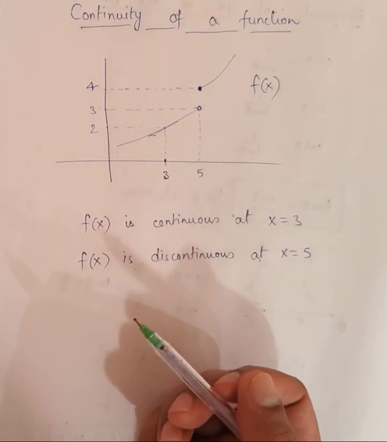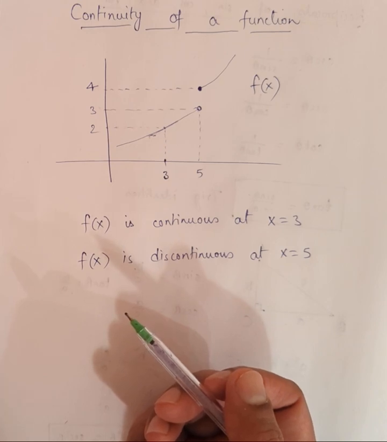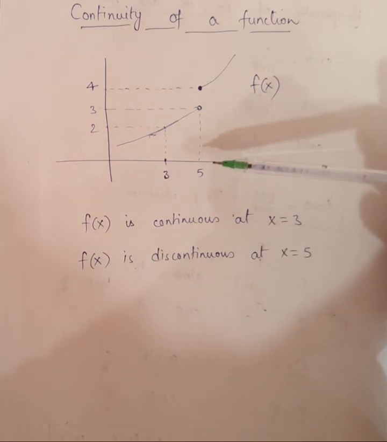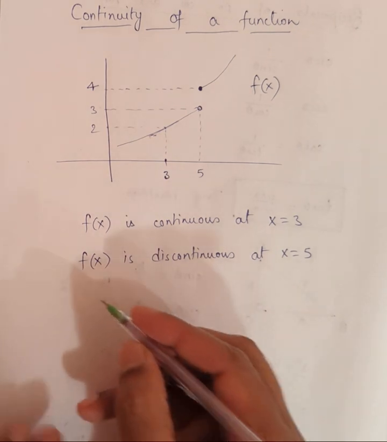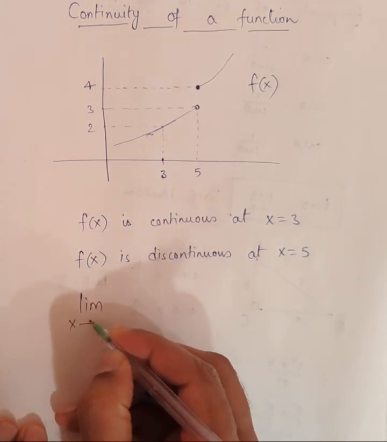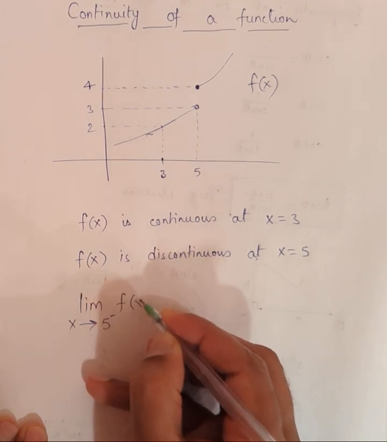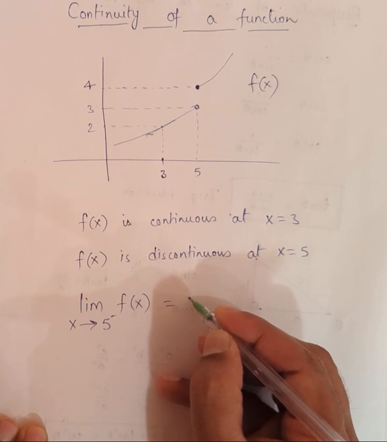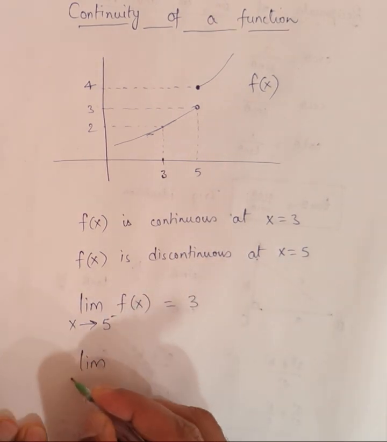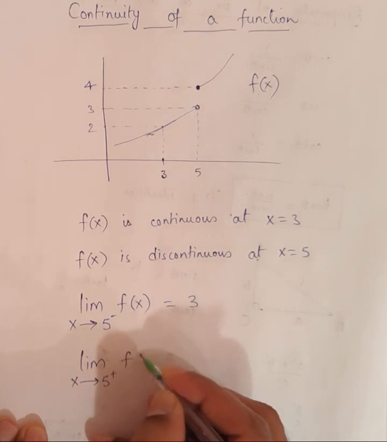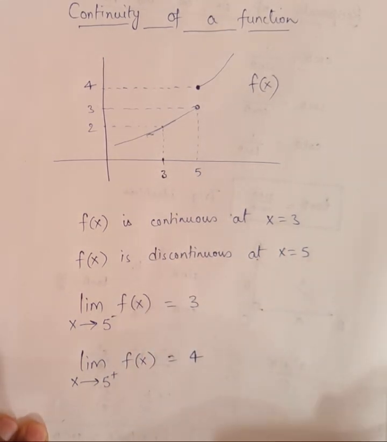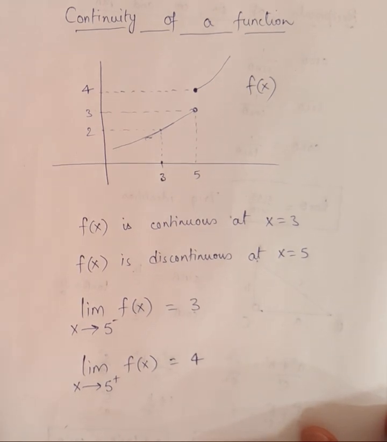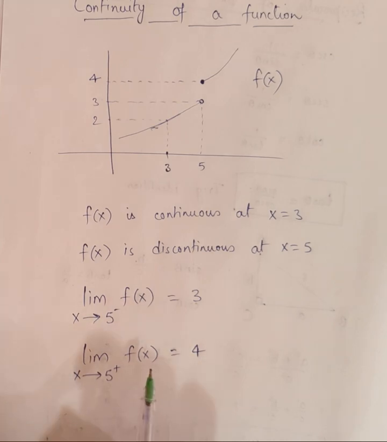Okay. Now, how do we make it mathematically precise? Notice why it's discontinuous at 5: it's because the limit does not exist at 5. You can see that the left limit, x approaches 5 minus, f of x is 3, while x approaches 5 plus is 4. So the limit does not exist. Now, for a function to be continuous at some point, the limit should exist, and it needs something more as well.